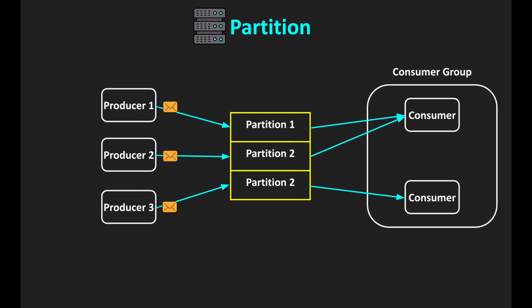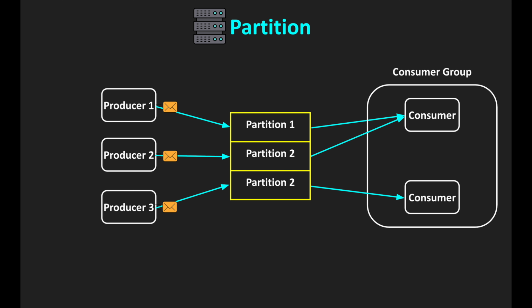But how about the consumer side? How can we scale consumption of messages from the consumer side? From the consumer side, we create a consumer group. For example, in our consumer group we have only two consumers. What it means is messages from partition 1 and partition 2 will go to the first consumer, and from partition 3 it will go to the second consumer.